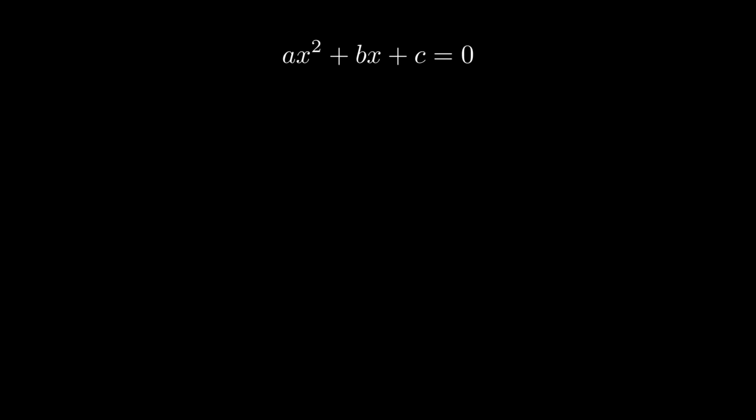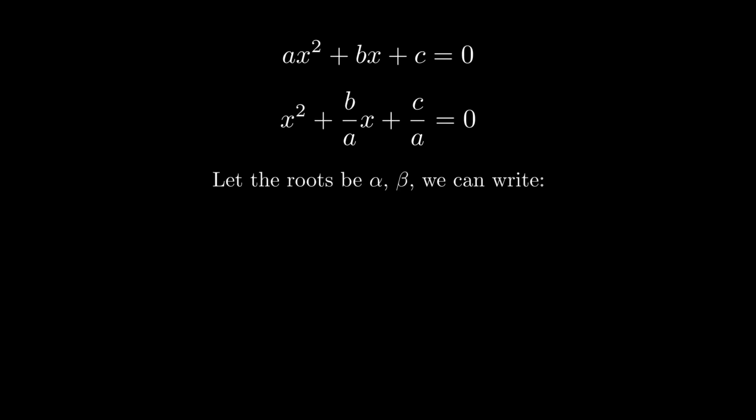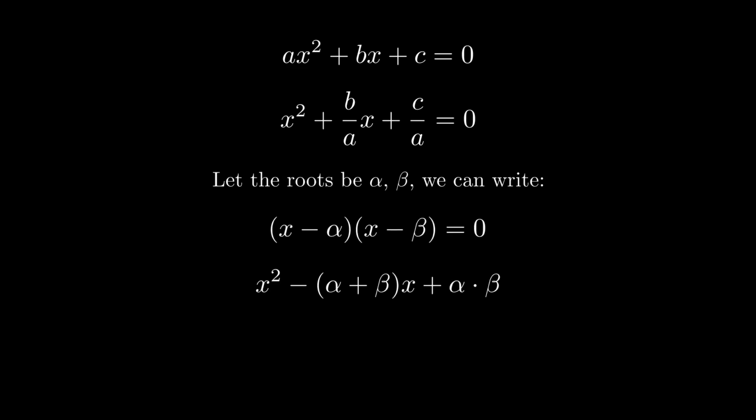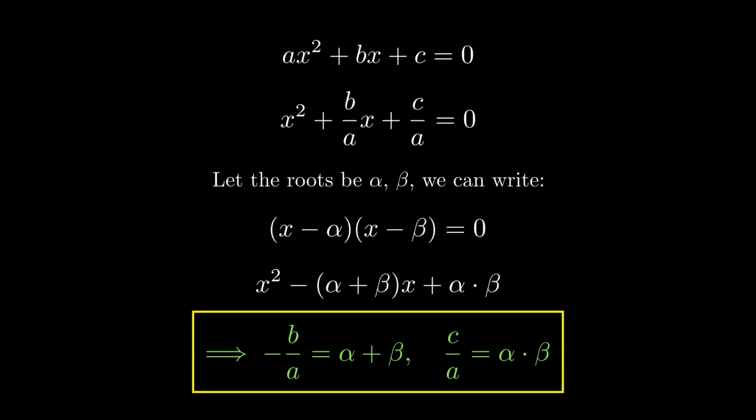Consider this general quadratic equation. We divide throughout by a. Let alpha, beta be the roots. We can write (x minus alpha)(x minus beta) equals 0. Thus, x squared minus (alpha plus beta)x plus alpha beta would be the same equation as above. Comparing the coefficients, we get alpha plus beta equals minus b by a and alpha beta equals c by a.